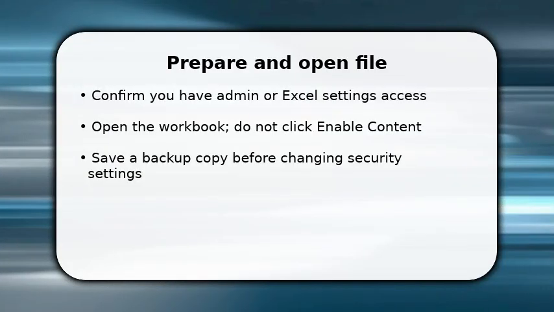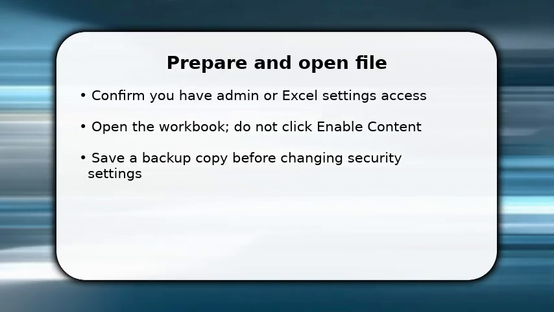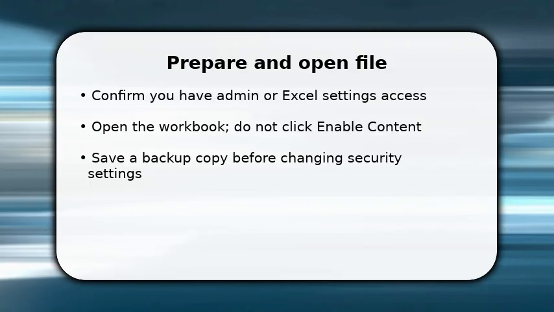You start by preparing the file and environment. Open the workbook, but do not click Enable Content, and save a backup copy immediately to avoid running unknown code. Next, go to File Info to view the protected view and macro prompts so you can act without surprises. Once done, make sure you can access Excel options.